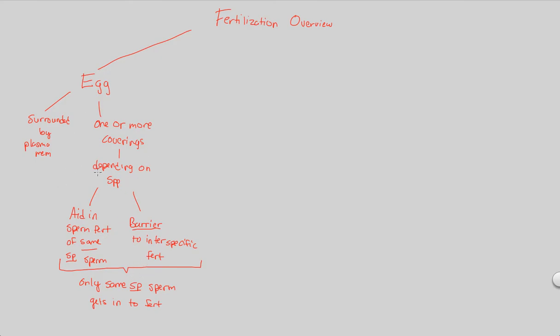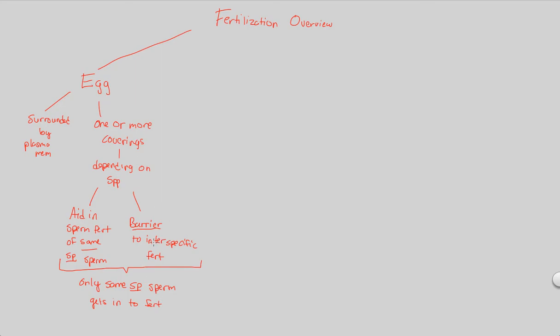Now, this is an overview. We're going to actually look at the mechanism behind this as we move forward. So for right now, take this as background foundational knowledge of the egg structure and how it relates to fertilization and ensures the same sperm species will fertilize the same egg species, etc.